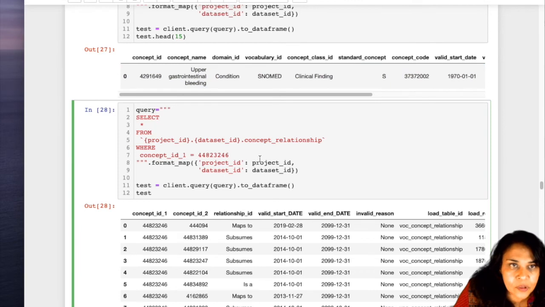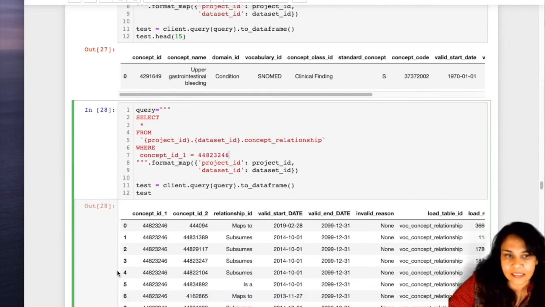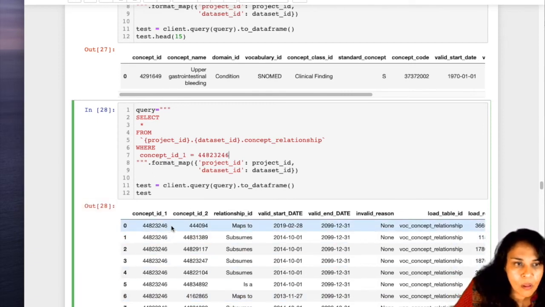I can see upper gastrointestinal bleeding has a maps to and a subsumes relationship. So remember, maps to, or mapped from, always points to the standard concept. So this is probably the standard concept.